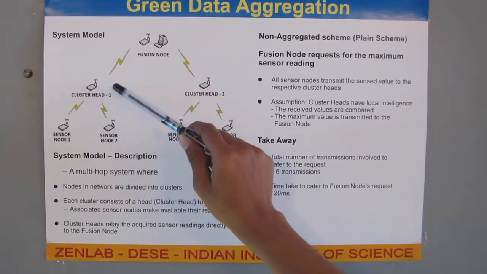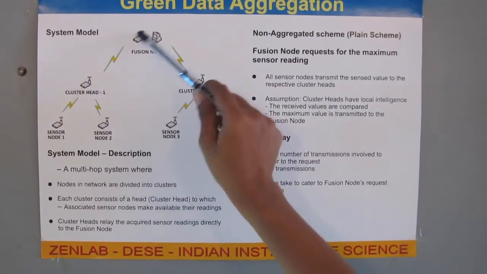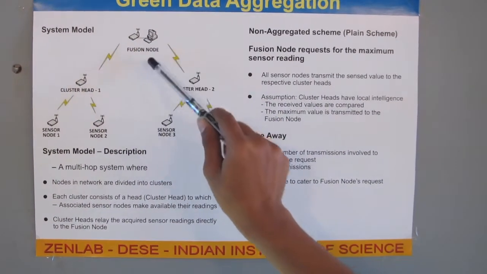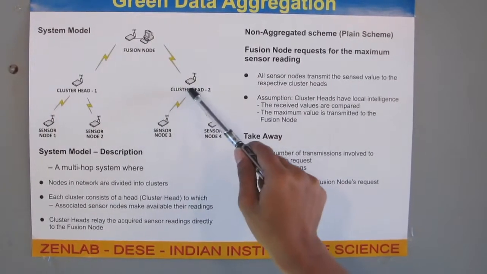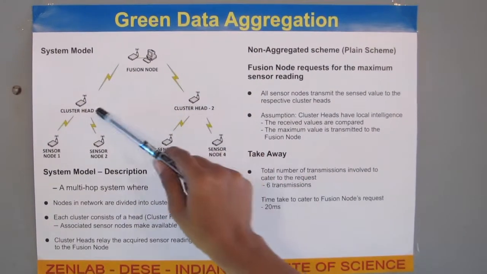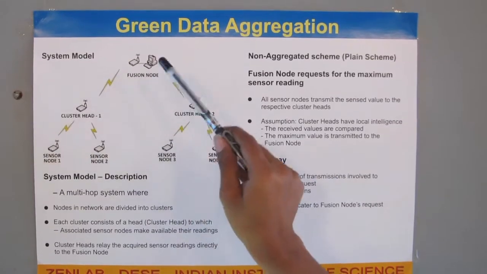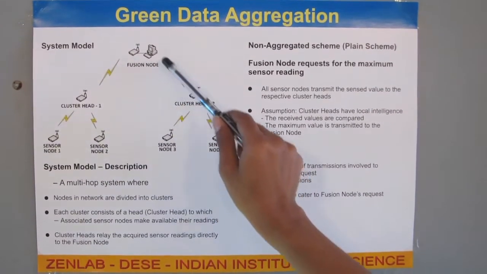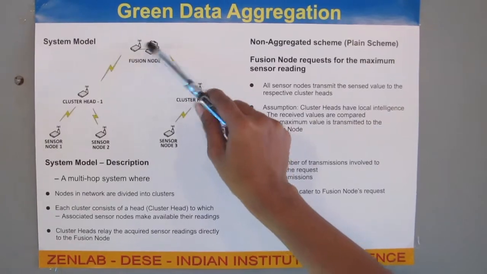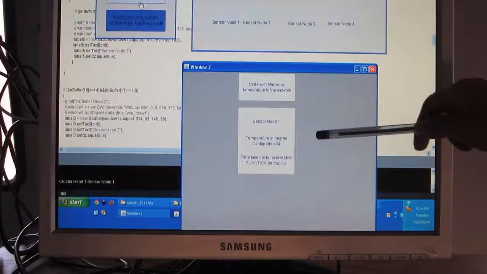Cluster head whose timer expires first forwards its reading directly to the fusion node, while the other listens to the channel and abandons its transmission if another cluster head is found transmitting its information to the fusion node. Now the fusion node has the highest temperature value. This is a demonstration of the timer scheme.